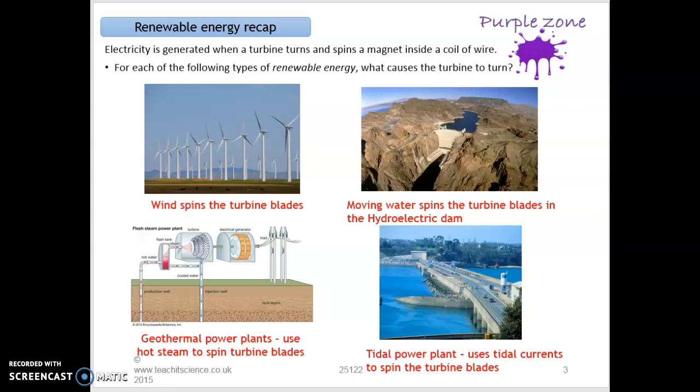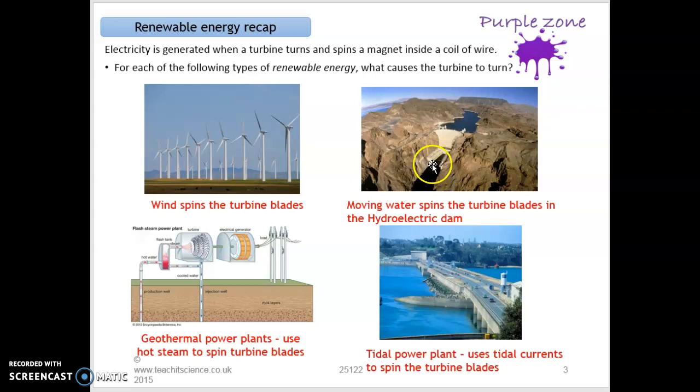Okay, so here we are with our wind turbine. It's the wind that's spinning the turbine blade. With our hydroelectric dam, water is moving from the top reservoir down to a bottom reservoir. Okay, and so the moving water is spinning the turbine blade. Remember, the turbine blade will spin the coil of wire inside a magnetic field or the other way round. Spinning a magnet inside a coil of wire, either of those methods generate electricity.